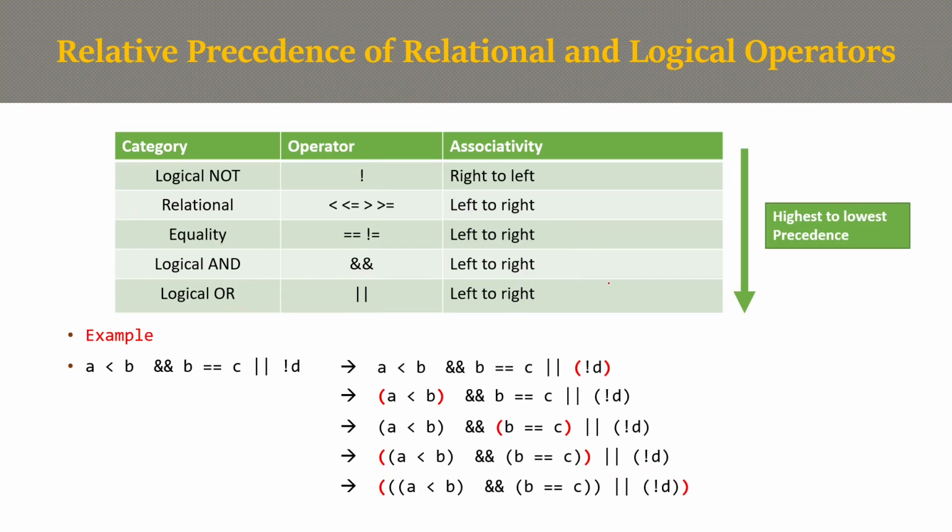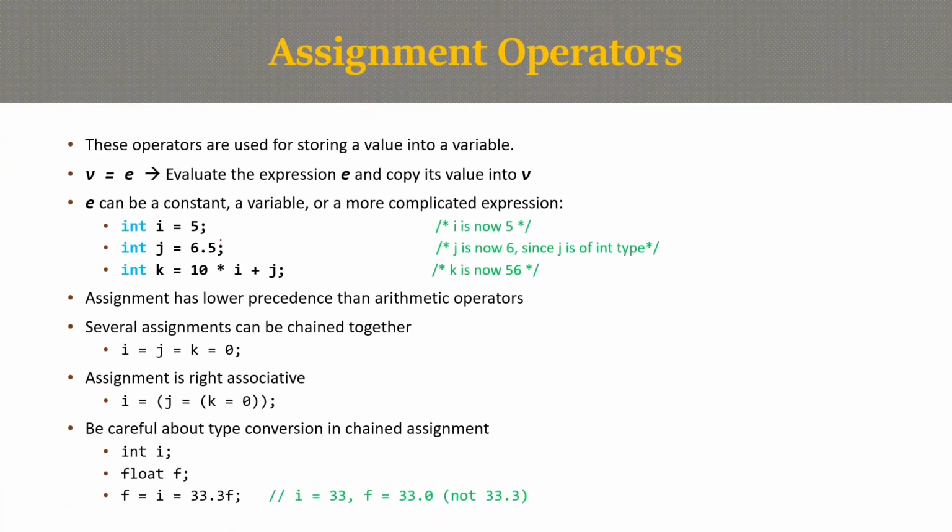Now moving on to the assignment operators. So what are these assignment operators? These operators are used for storing a value into a variable. So the syntax that I have given here, v equals e, here the equals is our assignment operator. So what we do is we evaluate the expression e and copy its value to v using this assignment operator. So here this e can be a constant, a variable, or a more complicated expression.